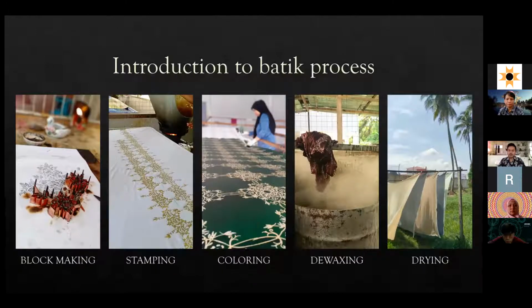De-waxing is when we want to remove the wax. So when we remove the wax, the color has to be fixed already. I don't put fixing in here, but you know that after the color is dried, we will fix the color, and then we will wash it and de-wax it, to remove the wax that is on the fabric. And then after we de-wax it, we'll dry it. That's it. So those are the 5 main processes of batik.